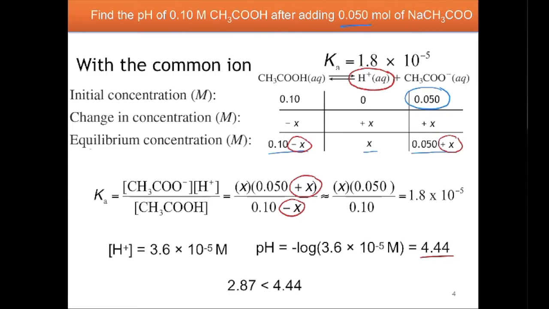So when you're thinking about the common ion effect, just think about Le Chatelier's principle, because that's essentially what it is. It's just an application of it. And when you're going through these ICE tables, just make sure that you add the appropriate concentrations to the products, which is usually what will be added in this type of question.